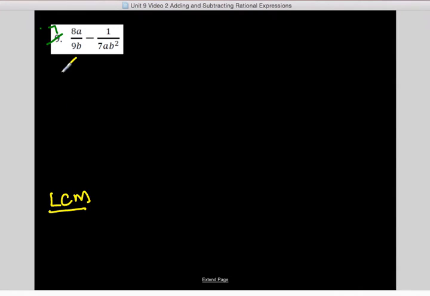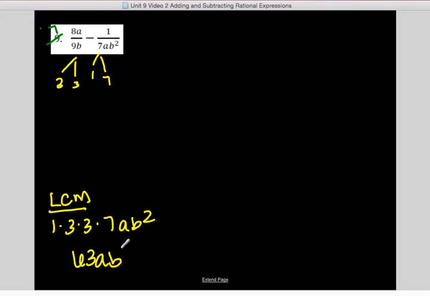LCM. 9 breaks down into 3 times 3, and 7 is 1 times 7. So my LCM would be 1 times 3 times 3 times 7. Okay, then I would have a b to the second. So my common denominator would be 63 a b to the second. So that's what I want to get for my common denominator. Maybe make a little note.